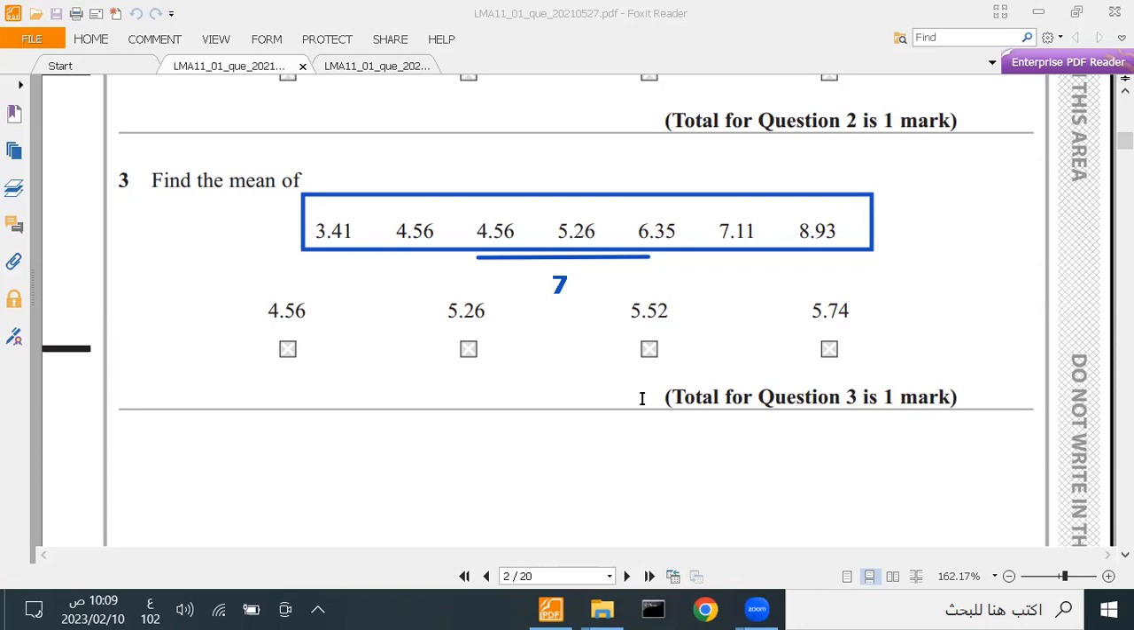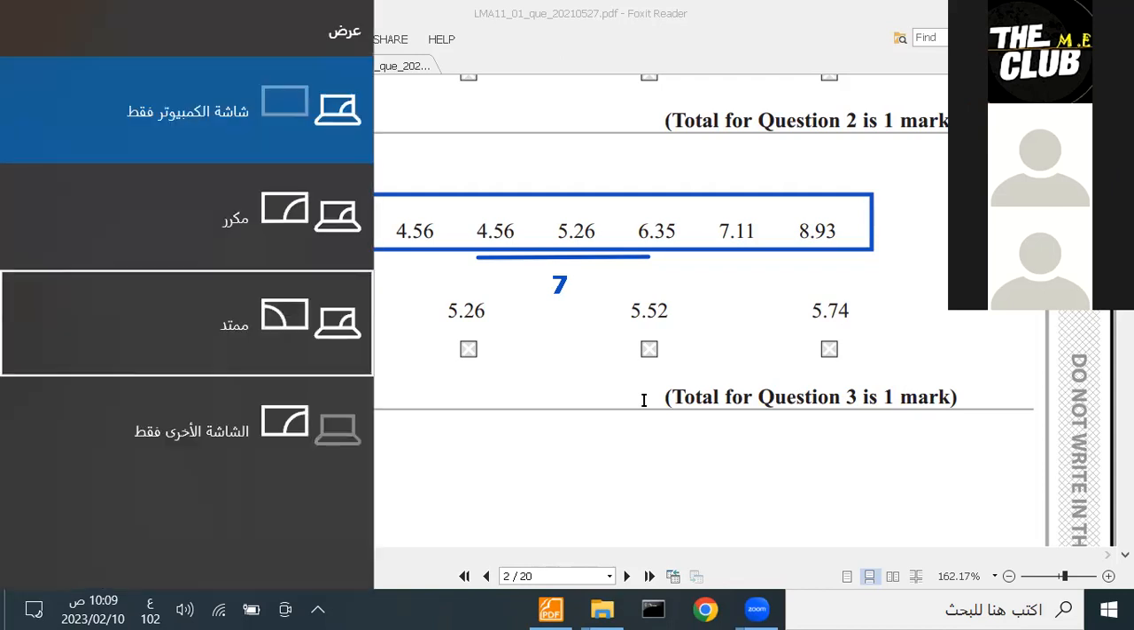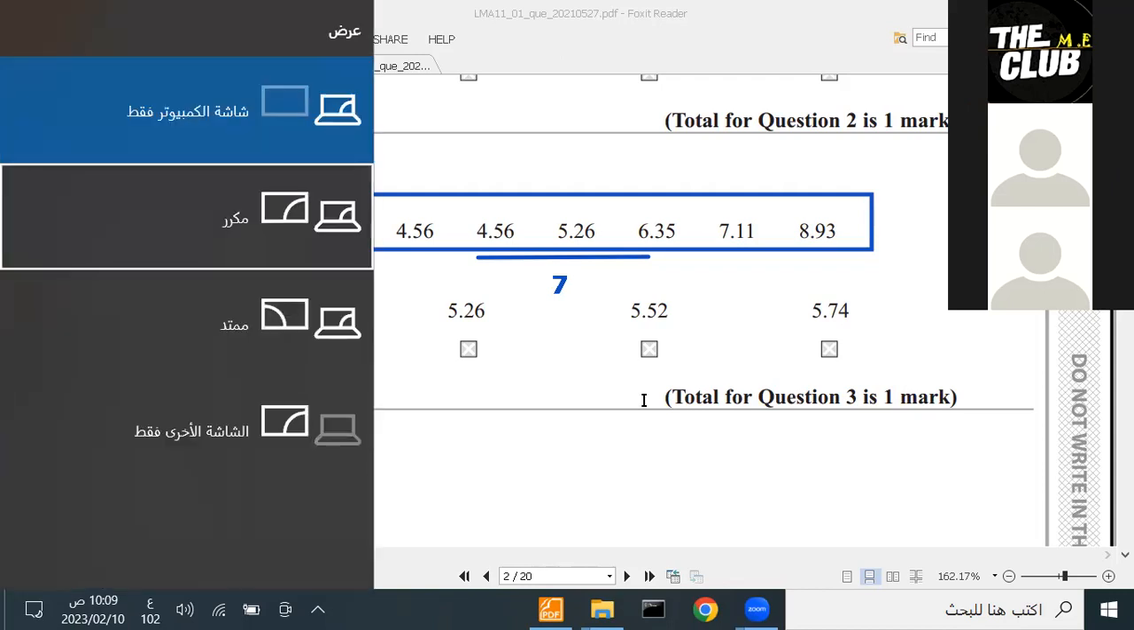7.11 plus 8.93. Okay, divide by 7. Wait. 5.74. Yeah, it gave me 5.2. Can you check the numbers you had?